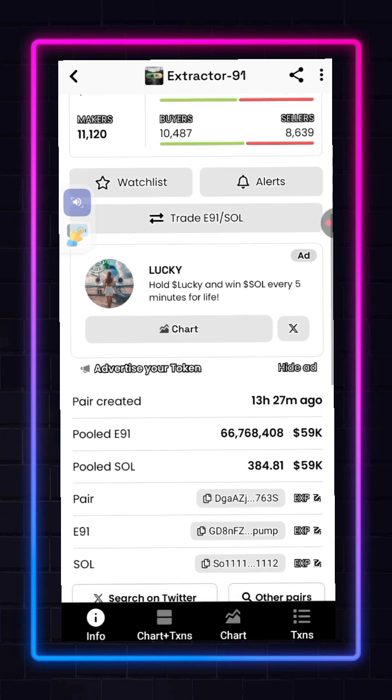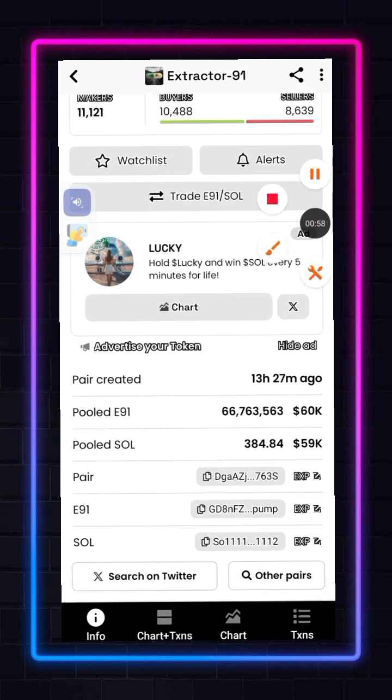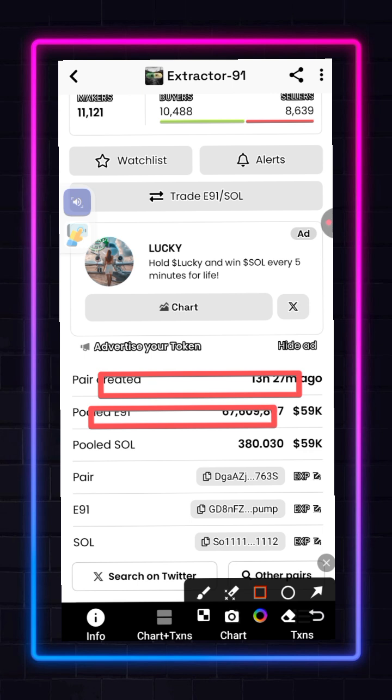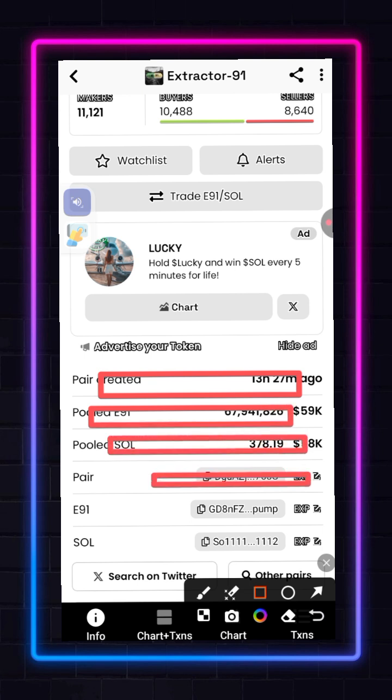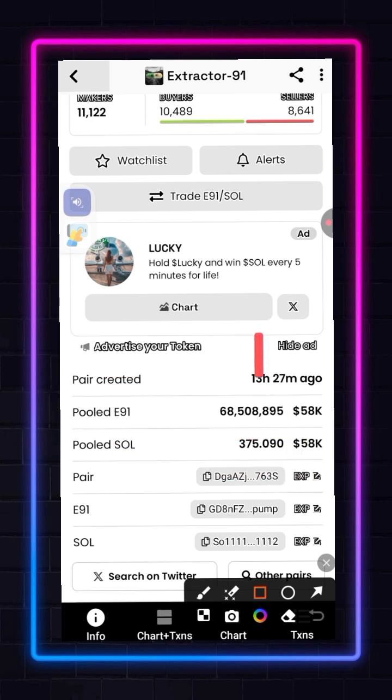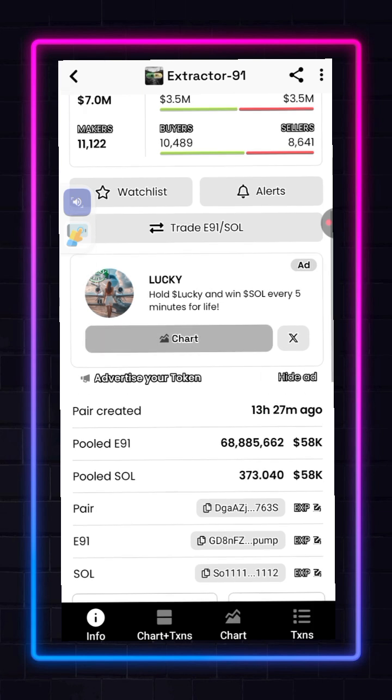So if you scroll down right here, you will see all these steps. Let me tap and show you something. We have pair, we have pool, we have pool sold, we have pair again. This is like the contract, the contract address. So let's scroll up. I want to show you guys something.